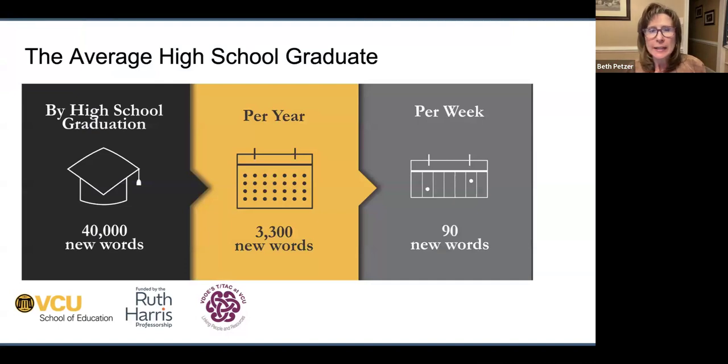Well, according to Nancy Hennessy, the average high school graduate knows or recognizes 40,000 to 50,000 word meanings that have been acquired over their lifetime. So about 4,000 to 5,000 of those words are already acquired by the time the student first comes to school. And that means that the average high school student has to learn 2,000 to 3,000 words per year or 90 words per week. That's the average high school student.